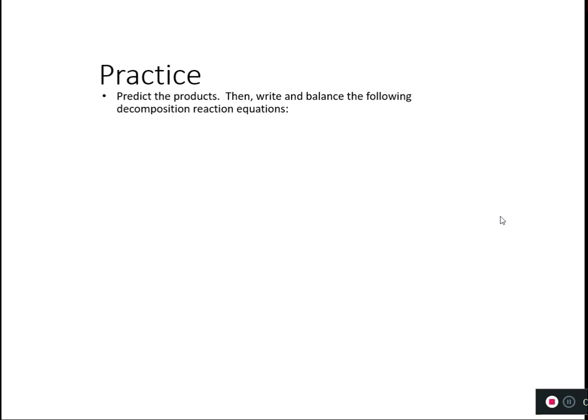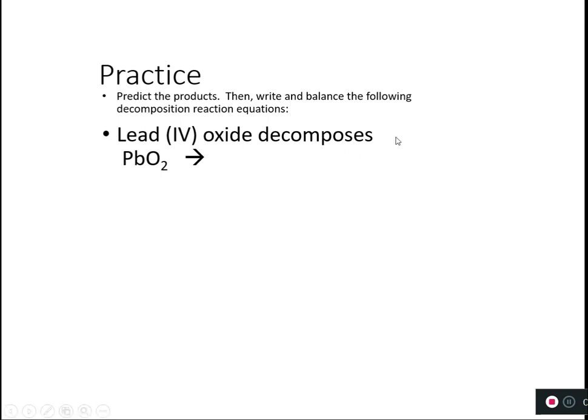So let's practice. Lead 4 oxide decomposes. What's that going to make? Well, it's going to make lead, and then it's going to make oxygen. That's it. Breaking down into its elements.